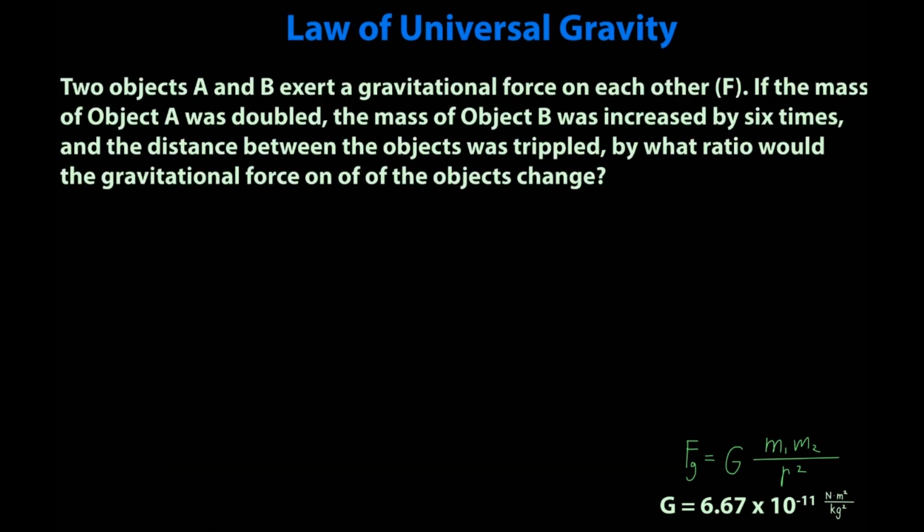Okay, second type of question. 2 objects, A and B, exert a gravitational force on each other, F. If the mass of object A was doubled, the mass of object B was increased by 6 times, and the distance between the objects was tripled, by what ratio would the gravitational force on one of the objects change? So this is proportional reasoning. And I'm going to show you a technique here that works for pretty much anything. First, I'll put up my relationship.